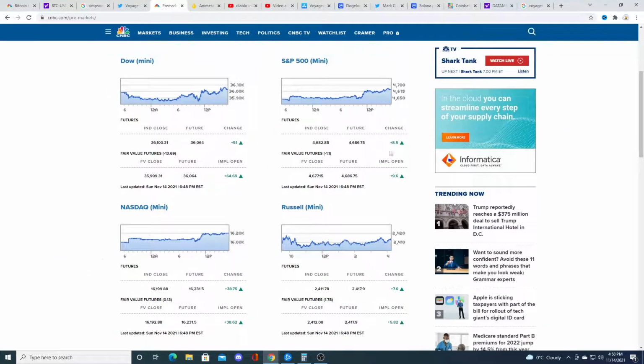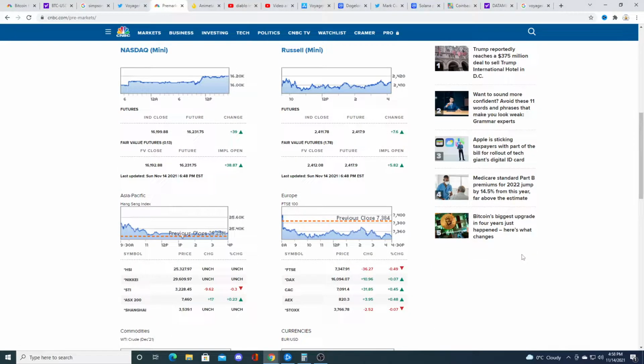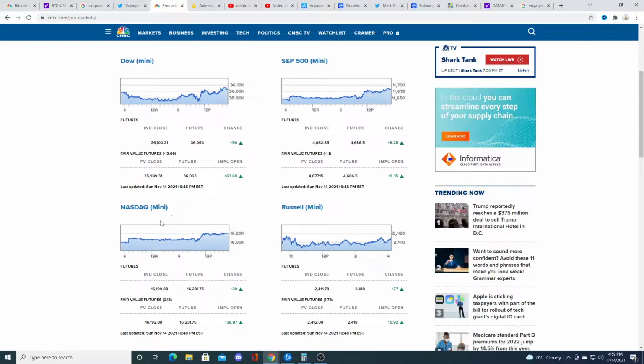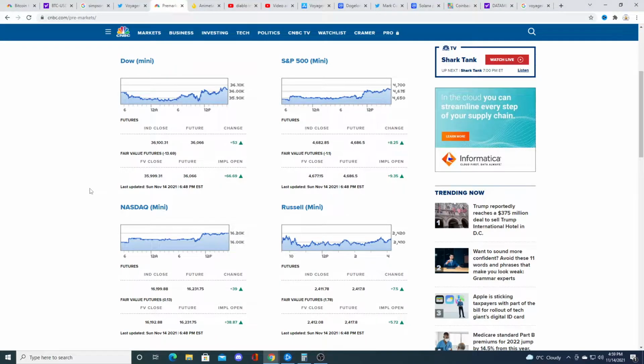Anyways, in pre-market right now, the market is green. I think tomorrow will be green. Donald Trump reaches a $375 million deal to sell Trump International Hotel in D.C. Well, how about the DWAC? Huh? How about DWAC, Mr. Trump? So you can make all your Trump followers rich that believe in you and will hold your stock no matter what until you announce that, hey, I'm not going to open up my own social media anymore.